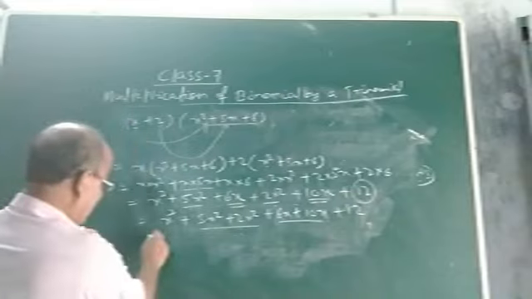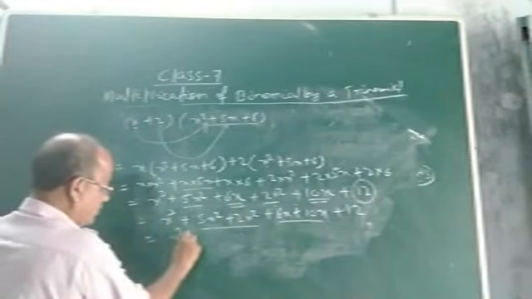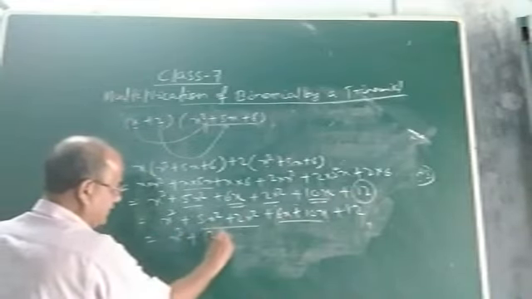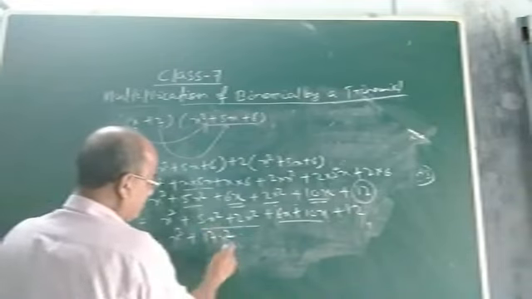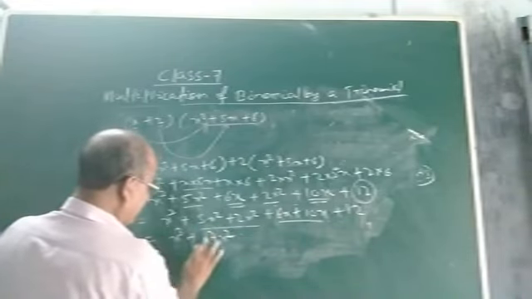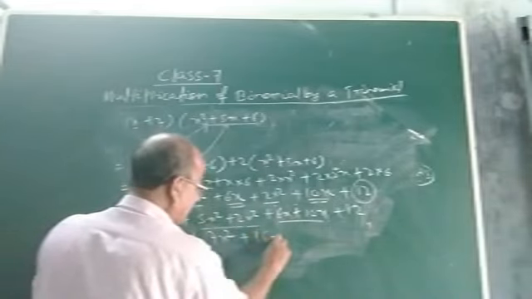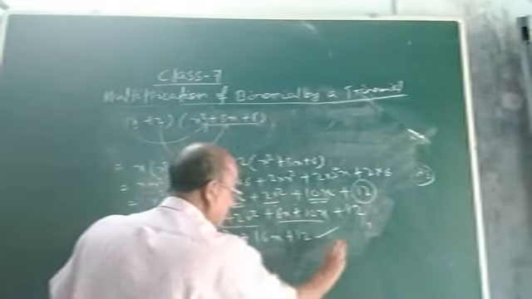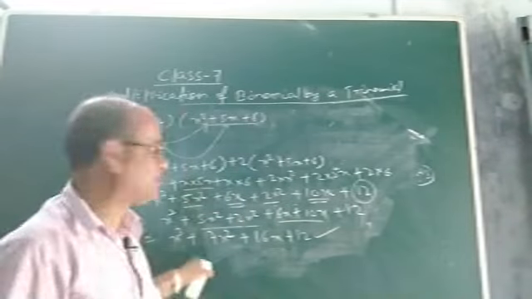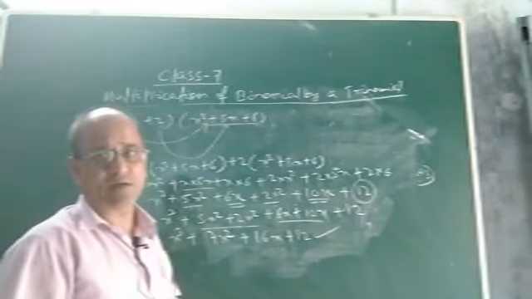So it will be x cube plus, 5 plus 2, sorry, 7x square, plus 6 plus 10, 16x, plus 12. See, so this will be the final product of this binomial and this trinomial.